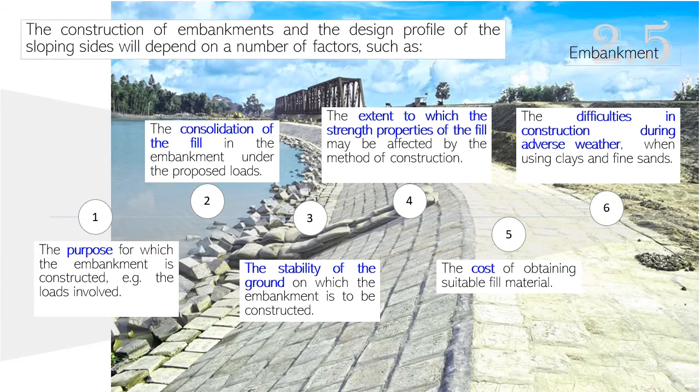Construction of an embankment and the design profile of the sloping side will depend on a number of factors. The first one is the purpose for which the embankment is constructed, for example, the loads that will be involved for the embankment. The consolidation of the fill in the embankment under the proposed load, because as we know, it will consolidate over time. The stability of the ground on which the embankment is to be constructed.